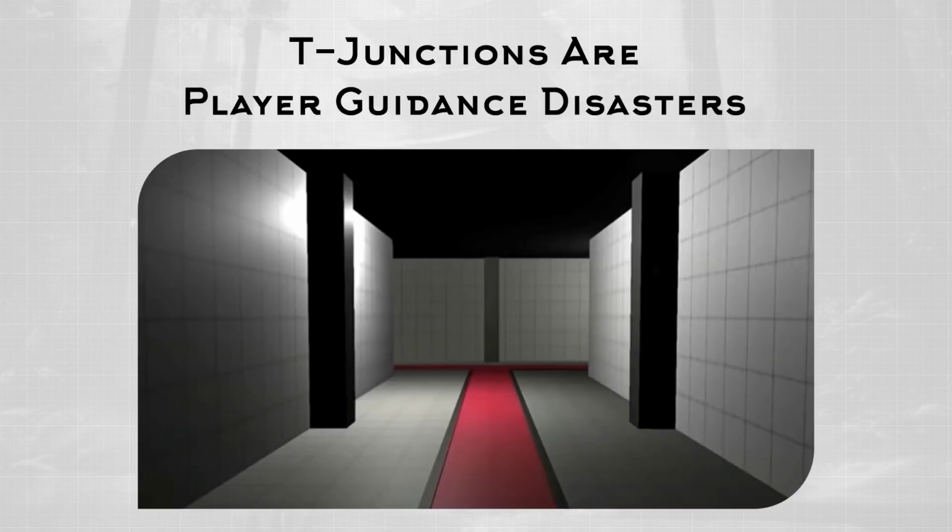The classical T-junction is actually a player guidance disaster, basically. If you look at this image, it's clear that you have a choice. At the end of this corridor, you can either go to the left or to the right. So we clearly presented the options, but they're lacking context. It's not clear what left in this case means, where left would lead or where right would lead.